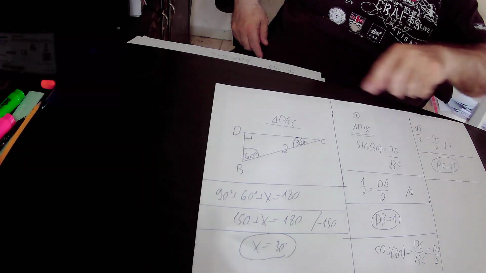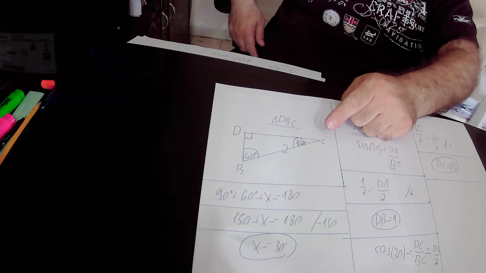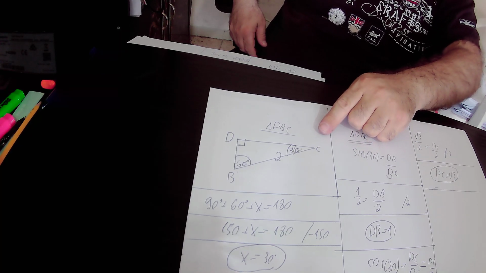Continue to focus on triangle BDC. In triangle BDC, cosine 30 degrees equals DC over BC.